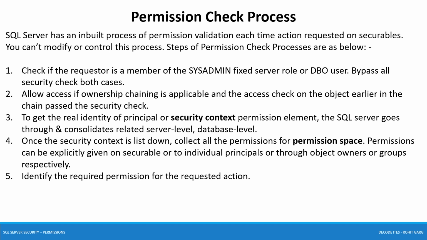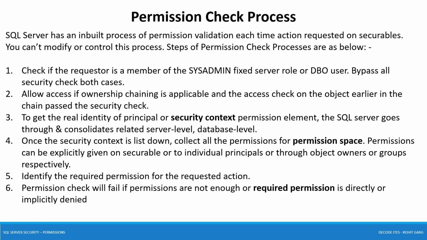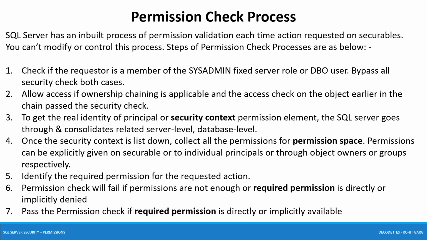Identify the required permission for the requested action. Now you have the complete list of permissions assigned to a particular principal directly or indirectly from groups. You can find whether the particular permission that was requested is there or not. The permission check fails if the permissions are not enough or the required permission is directly or indirectly not available. The check passes if the required permission is available directly or indirectly. This completes the permission check, and the principal is able to access the securable and can perform the required action.